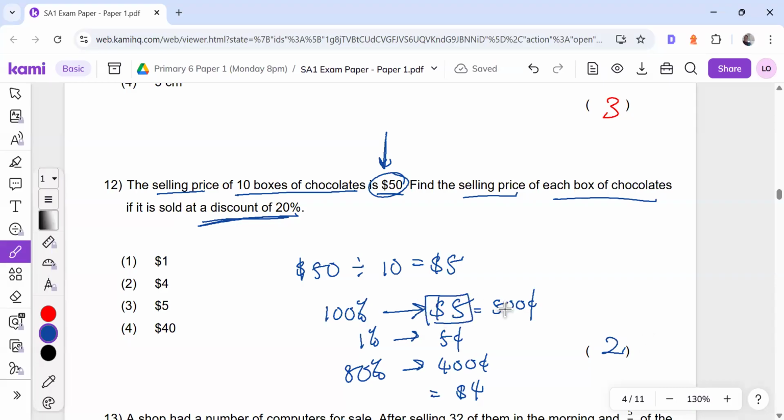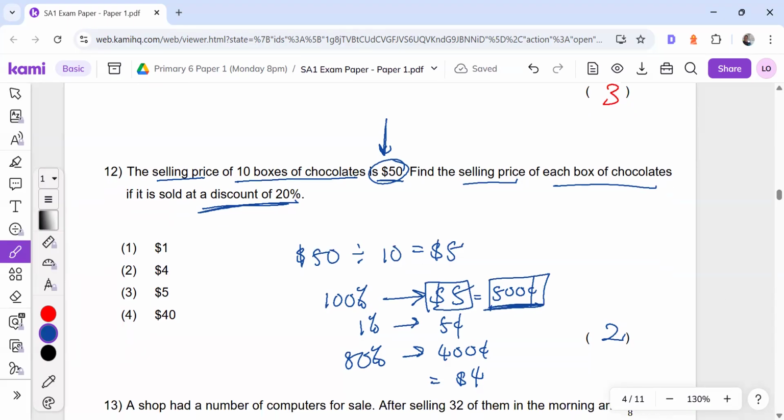So the trick here is to change the dollars into whole numbers. Then you can divide once you change it to whole numbers. Okay, let's go to the next one.